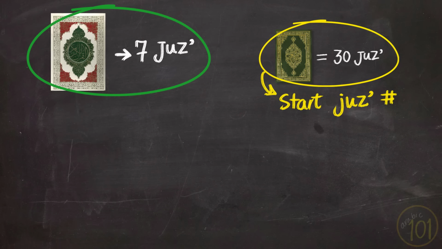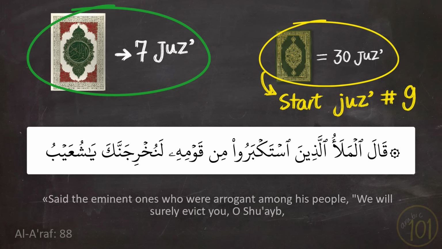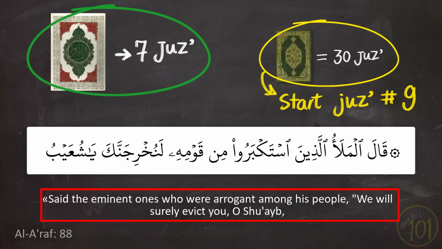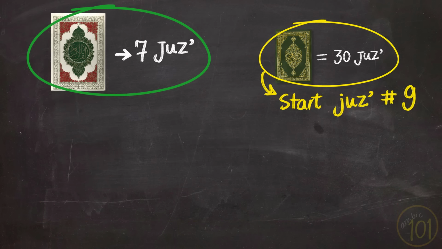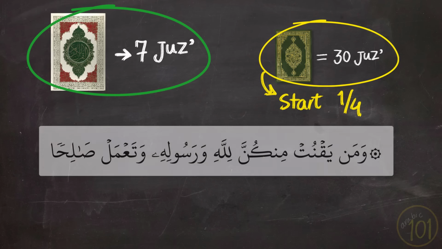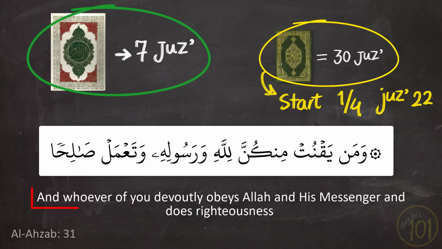And the same thing happens if you start at juz number 9. You will actually find yourself in the middle of the story of Prophet Shu'aib. And examples are many. Here's another at the start of a quarter in juz number 22, which from the translation you can obviously see that this ayah needs more context to know who the ayah is talking about and to whom this message is, unless you of course start reciting from before it.